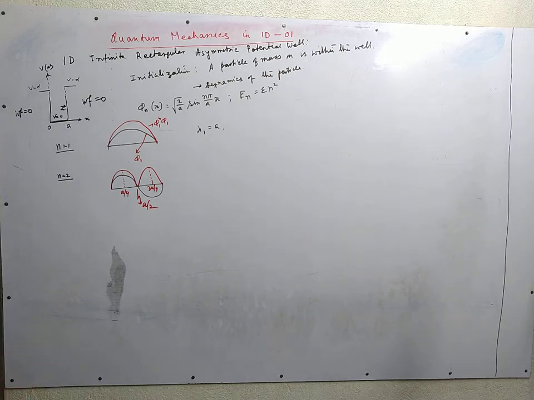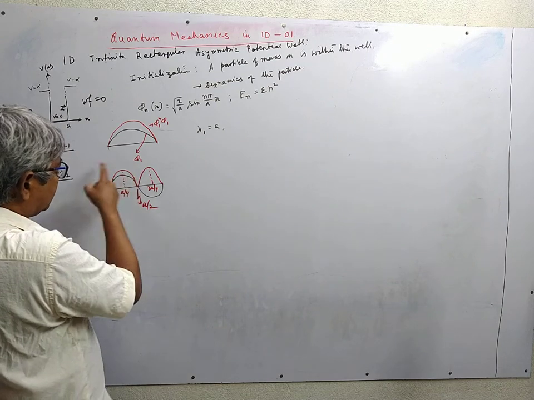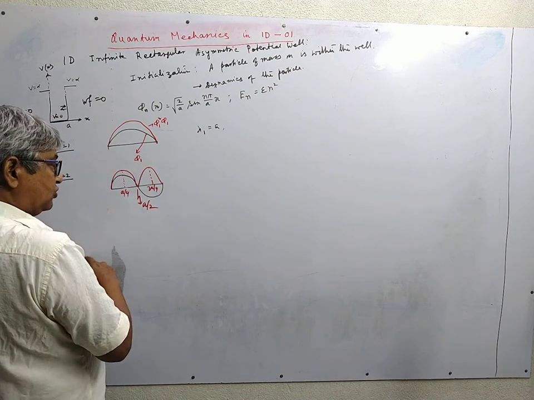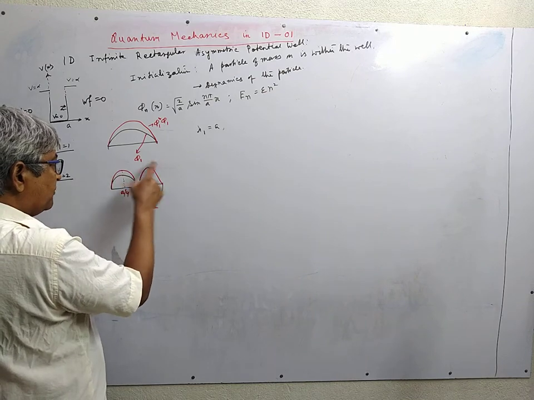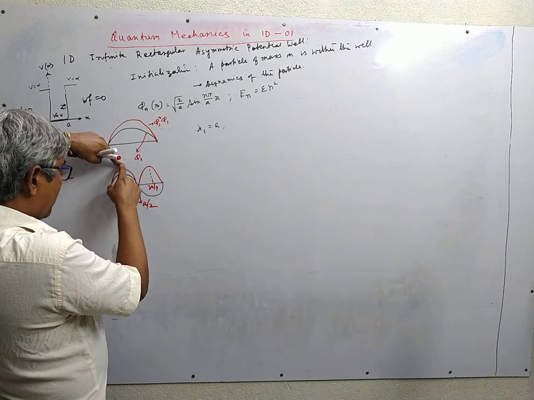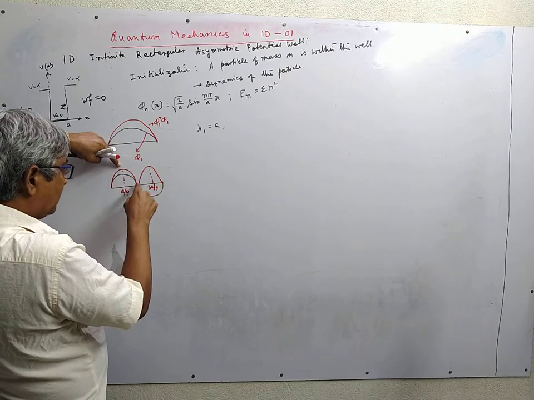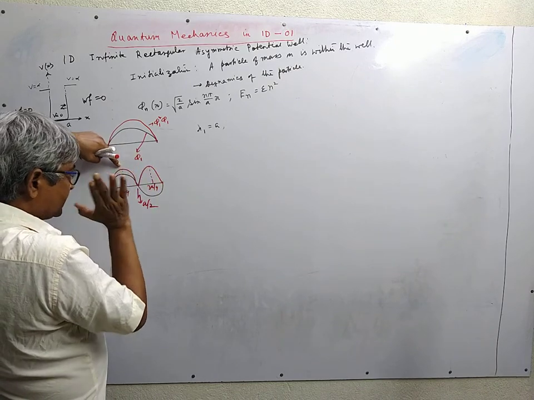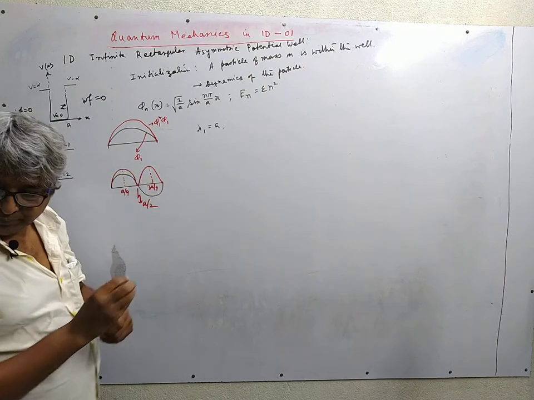We cannot understand this phenomenon classically, because if the particle is moving back and forth, how can it pass from this point to that point without going through this? So this is not a classical picture.